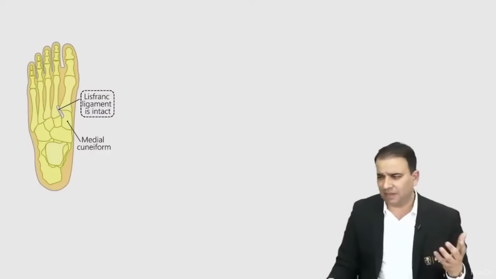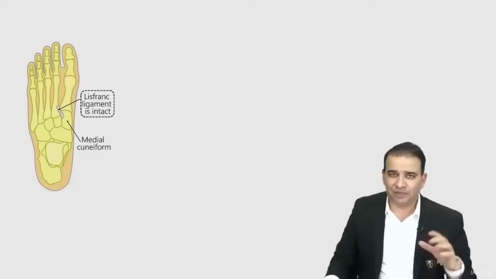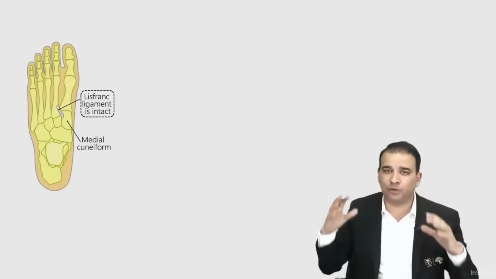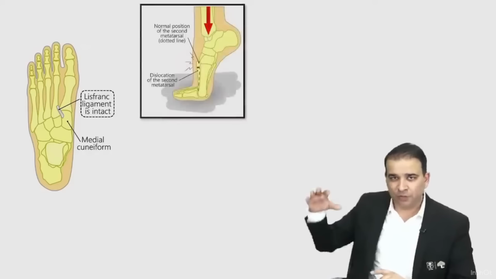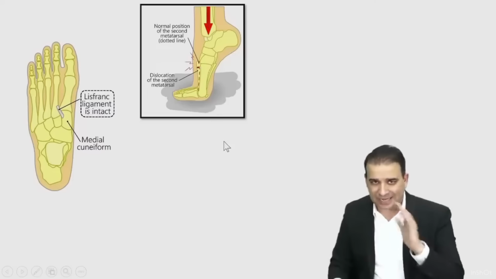This injury can be seen in athletes also. If the foot is in the plantar flexed position, and there is too much force exerted from above here. Let's say you jump from a height and you try to land on the toes, like in this condition, look at this picture here. There's too much force from above, and you're trying to land on the toes, and there could be rupture of this Lisfranc ligament, and you can see this second metatarsal dislocating more anteriorly.